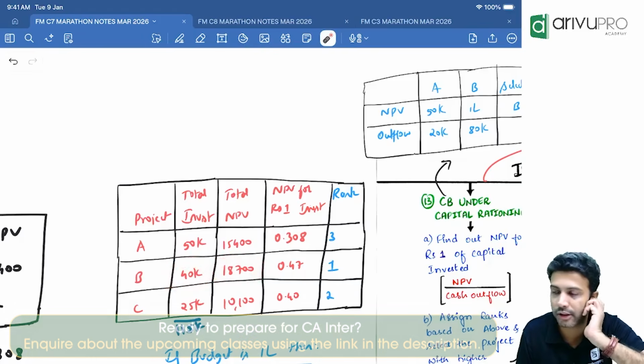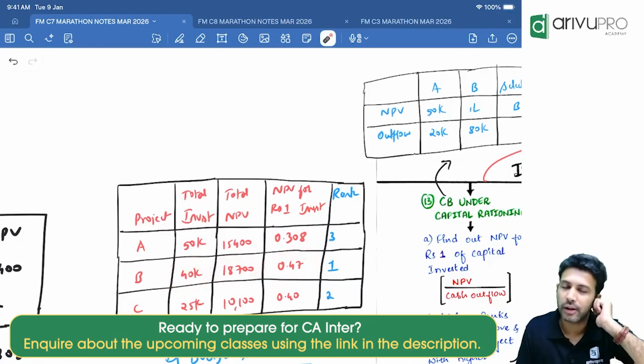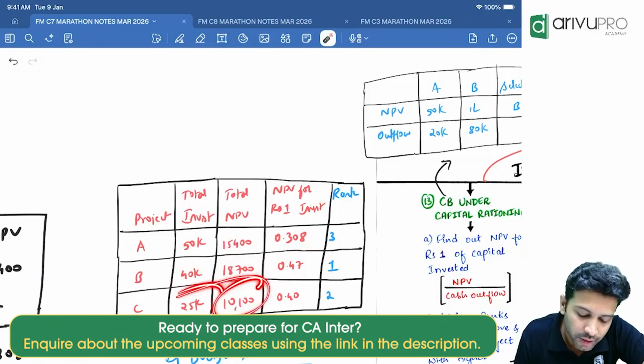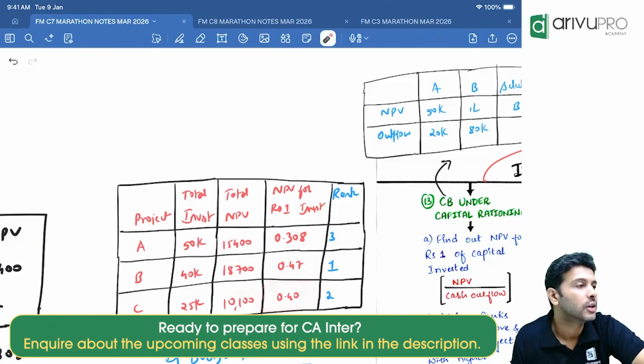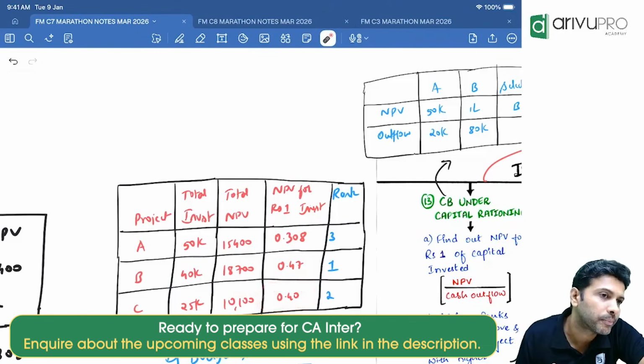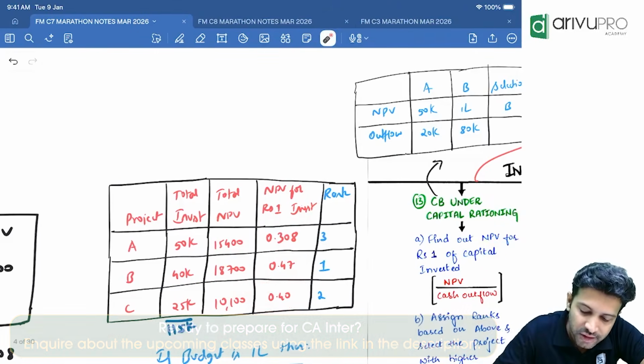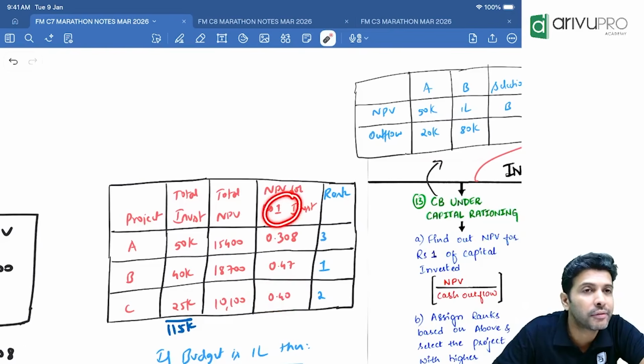18,700 divided by 40,000. How much? 0.47. 10,100 divided by 25,000. How much? 0.4. Correct? Now you tell me, is this the NPV for a different platform or everything on a single platform? Everything we have brought to a common platform. What common is that? The 1 rupee investment platform.